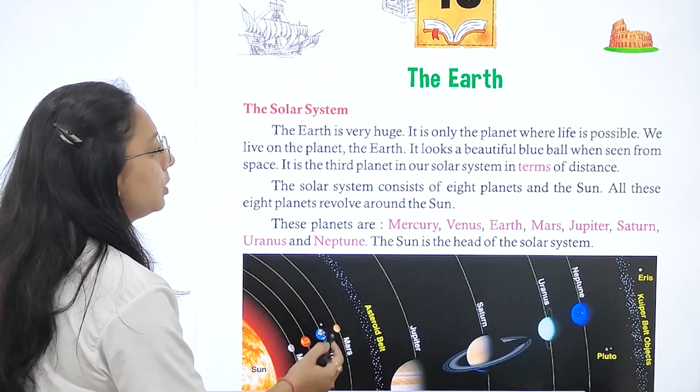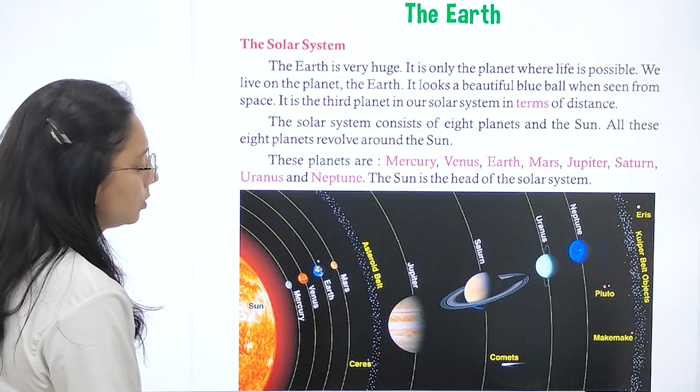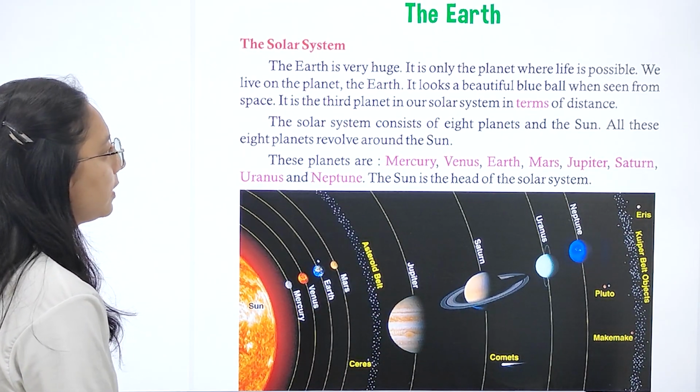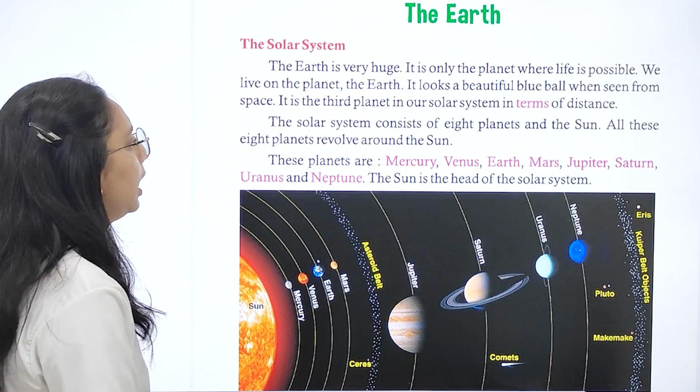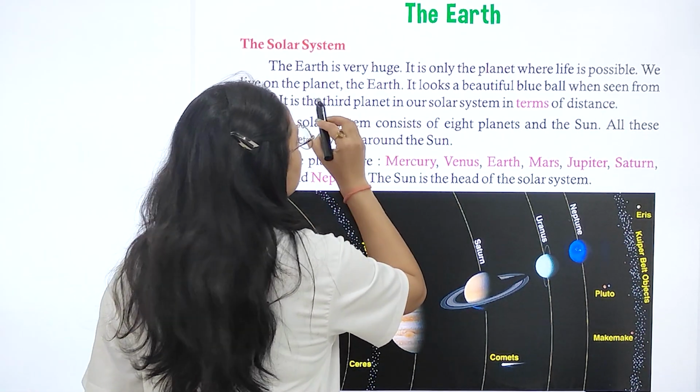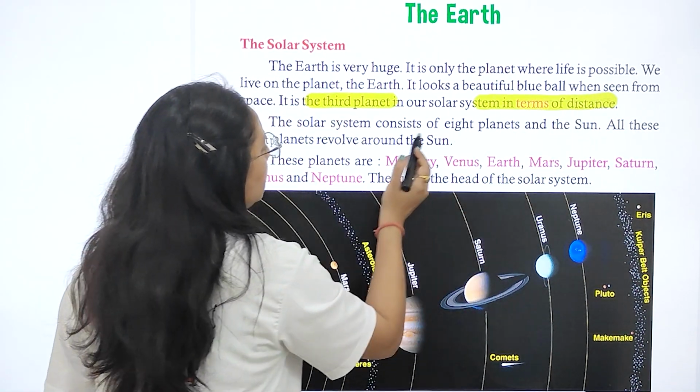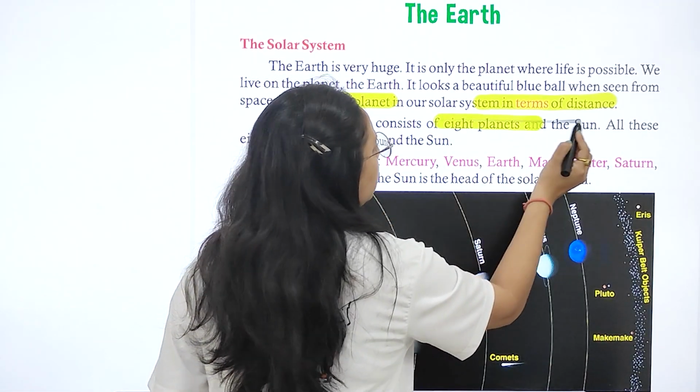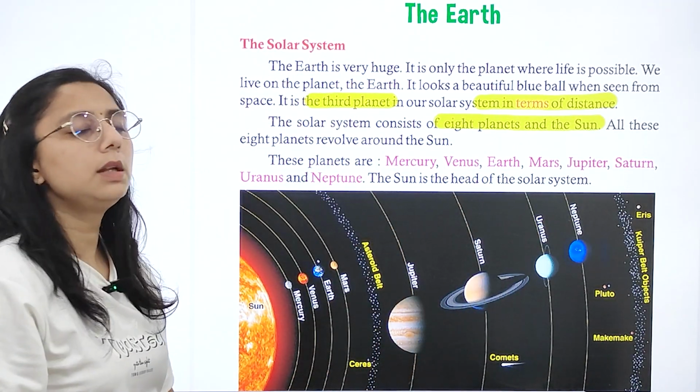Now let's study about the solar system. Earth is very huge. It is the only planet where life is possible, right? It is the third planet in our solar system, third in terms of distance. We have 8 planets and the sun. We have Mercury, Venus, Earth.